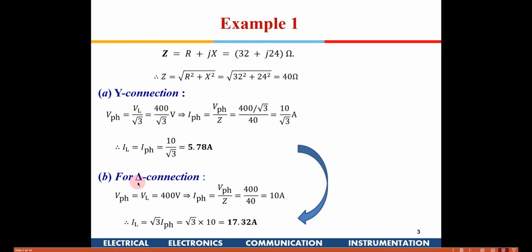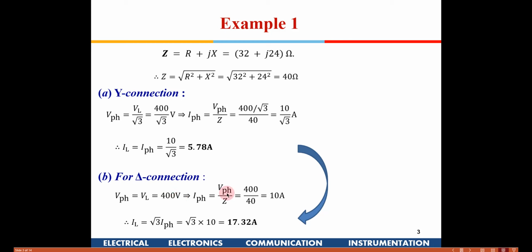Now coming to the delta connection, again in the delta connection we know that the phase voltage and the line voltage are the same, because there is no neutral line across each arm of the delta connection. The entire line voltage will be available across each of those phases. So line voltage and phase voltage are equal. You can just refer to your theory class notes. So you get 400 volts.